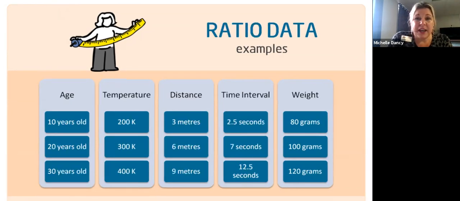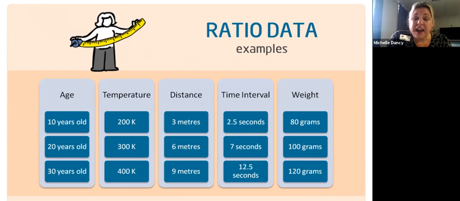Then our highest ranking is ratio data. Age. It can be ranked. I can find a true exact difference between a number of years, whether you're 10 years old or 20 years old. And there is a true zero.